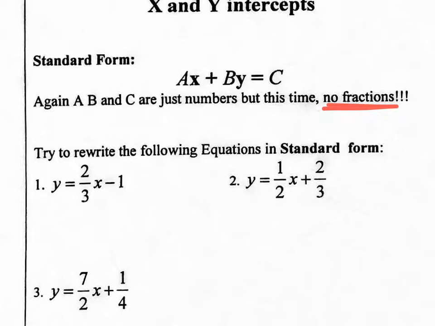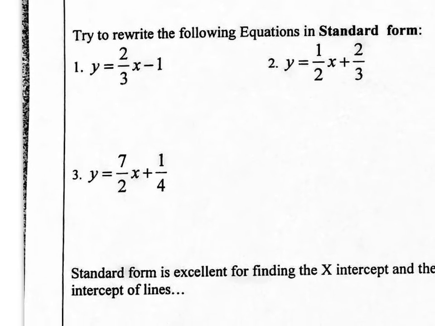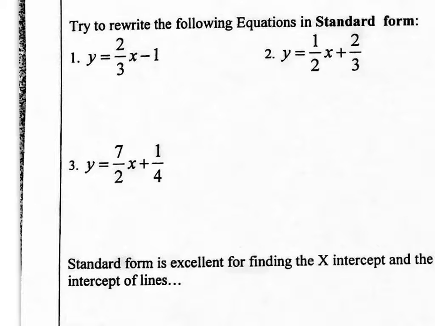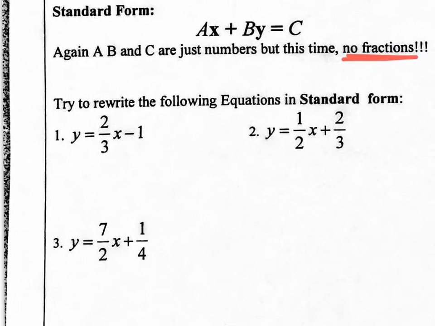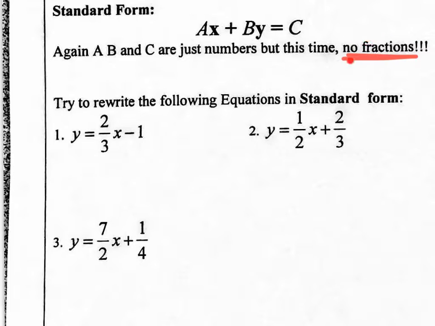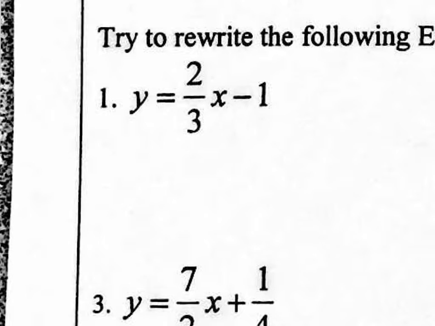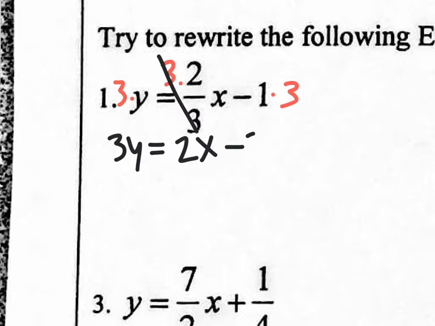Okay? So when we look at number 1, and they ask us to rewrite number 1, which is in function form right now, y is by itself, but I'm telling you to rewrite it in standard form. Well, the first thing to note is that you don't want fractions. So you need to get rid of these fractions right here. How are you going to get rid of the 2/3? Multiply everything by 3. So this times 3, this fraction times 3, and this 1 times 3, everything by 3. So you will have 3y equals, cancels, 2x minus 3.